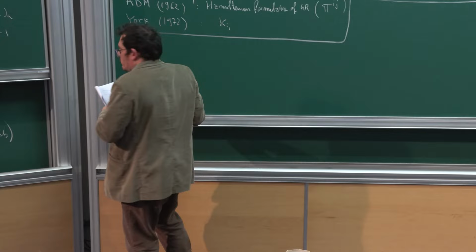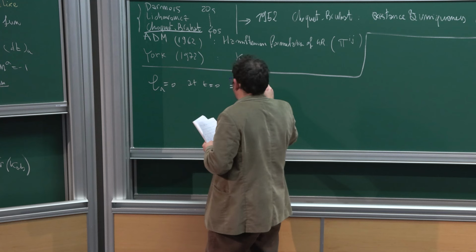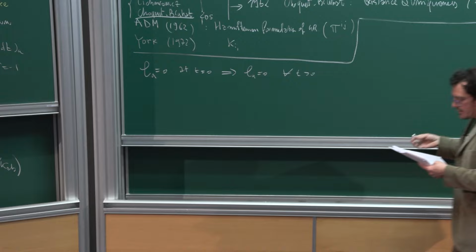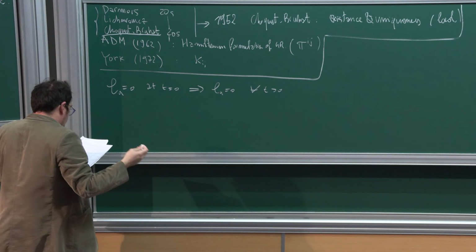The question is, if I have C, A equals 0 at t equals 0, does this imply that C, A equals 0 for other times? And the answer is yes. So this is a similar property to the equations of electromagnetism, for example. I wanted to sketch one way to see it. One can calculate the evolution equation for the constraint, but there's a nice way to see it, and it's the following.